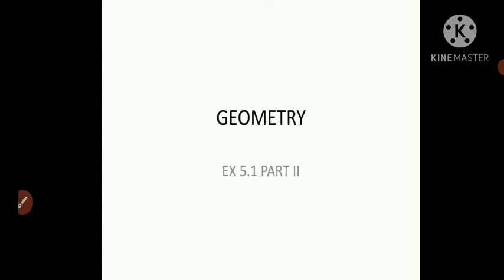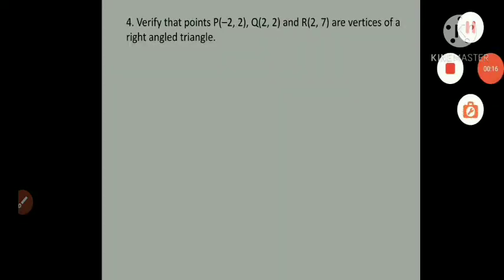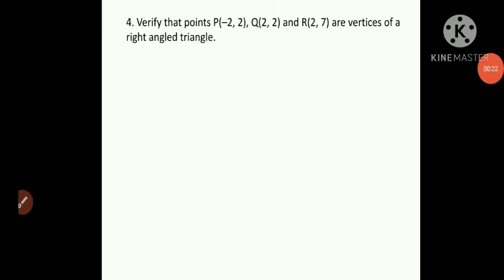Let's begin with question number 4, that is verify that the points P(-2, 2), Q(2, 2) and R(2, 7) are the vertices of a right angle triangle. Now when we say right angle triangle, we know we can use Pythagoras theorem, that is hypotenuse square will be equal to side 1 square plus side 2 square. Now here 3 points are given.